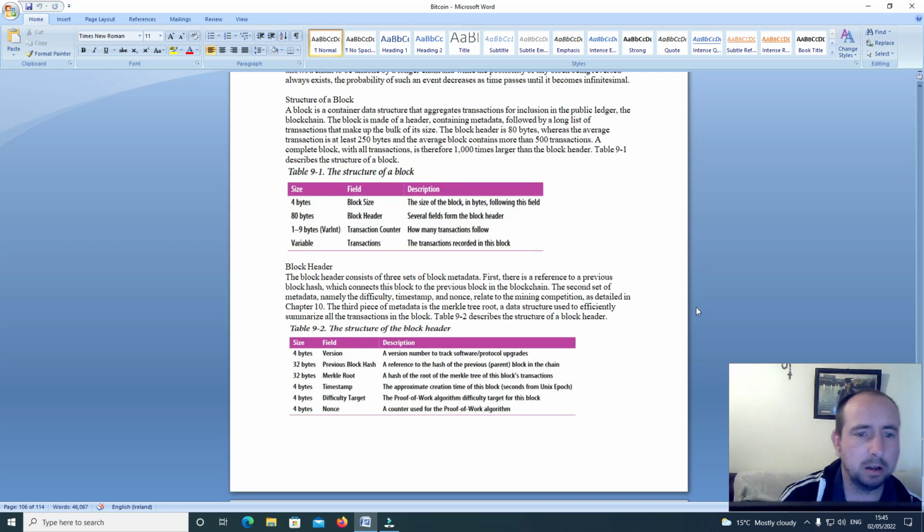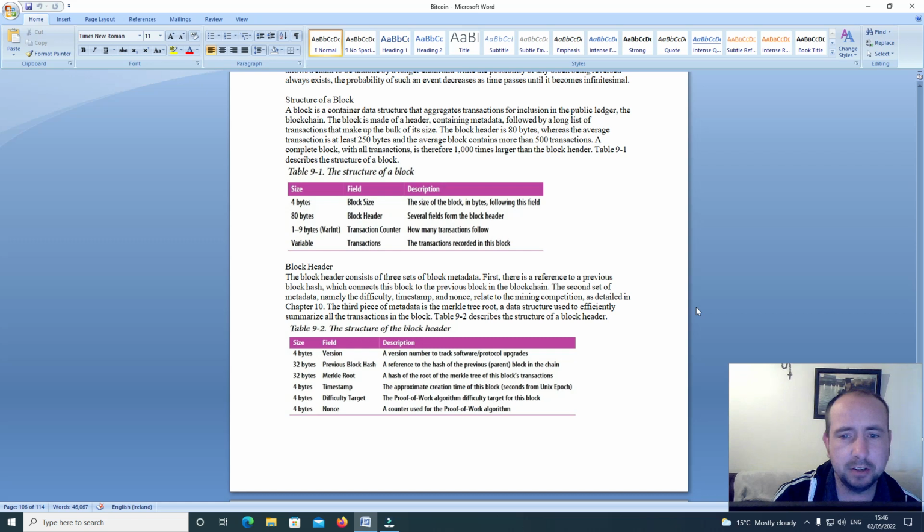Structure of a block. A block is a container data structure that aggregates transactions for inclusion in the public ledger, the blockchain. The block is made of a header containing metadata, followed by a long list of transactions that make up the bulk of its size.